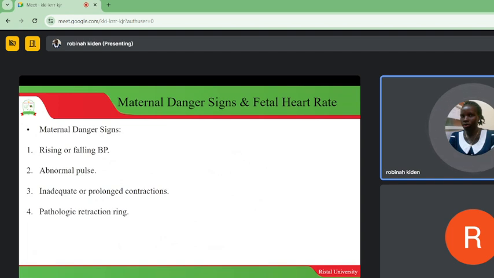The retraction ring is that kind of depression that happens around the umbilicus of the mother. But in some cases, it can be because the bladder is full. If that depression happens when the bladder is empty, you have palpated and the bladder is empty, then that is a pathological retraction ring, and you need to act immediately so that the life of the mother and the baby is saved.